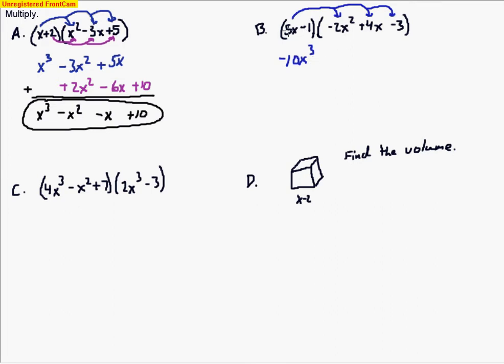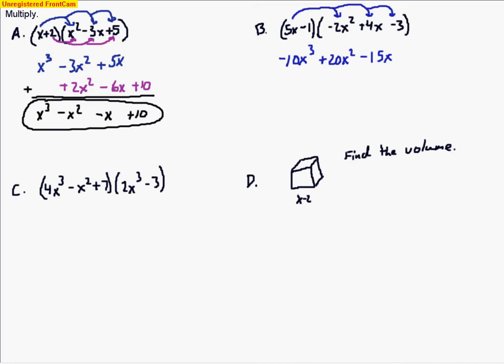Well, it's a 5x times 4x. That makes a positive 20x squared. So 5 times 4 makes 20. X times x makes x squared. Moving on to the last one, 5x times negative 3. Negative 15x is what we get. 5 times negative 3 is negative 15. And just bring that x down.